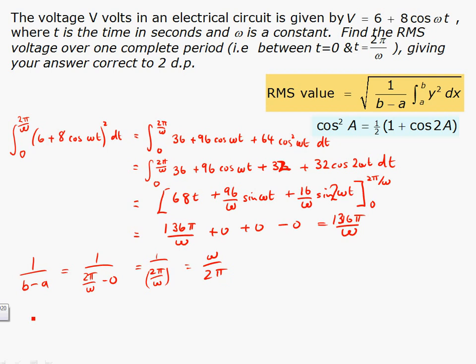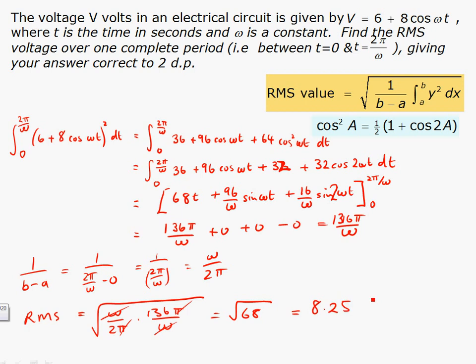Right, and then I can put everything together. The RMS will be the square root of 1 over b minus a, which I've just worked out to be omega over 2 pi, times the integral, which was 136 pi over omega. Some cancellation there, the omegas will cancel, pi's will cancel, and we end up with the square root of 68. And if you stick that in your calculator, I think it comes out to be 8.25 to 2 decimal places. But we've got the exact value there as well.